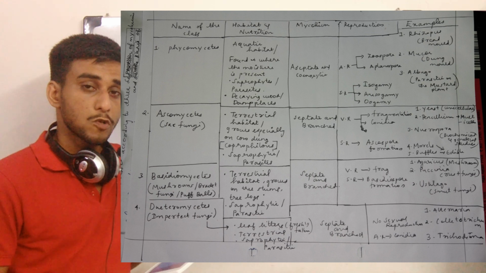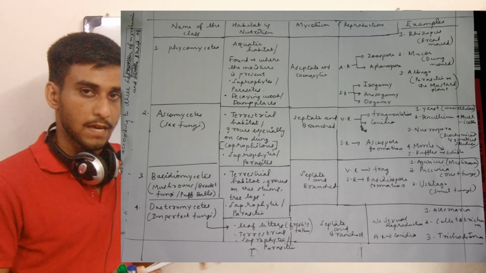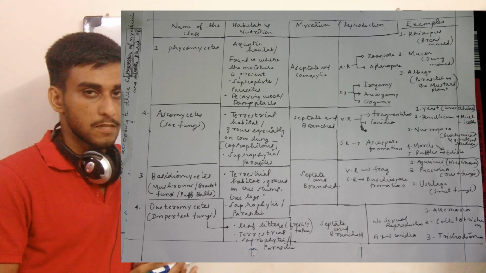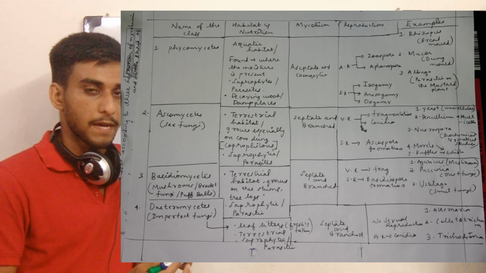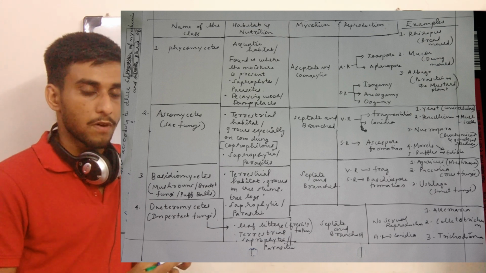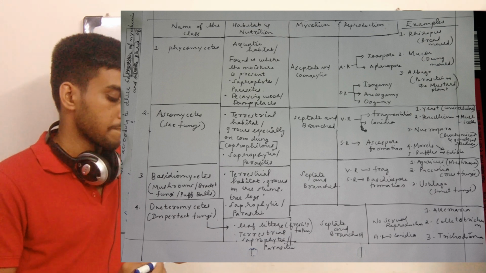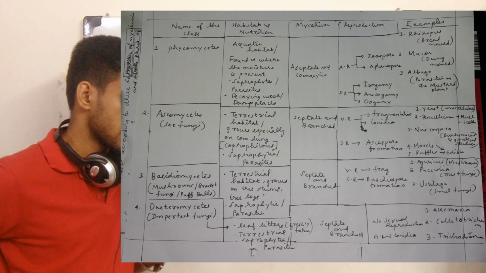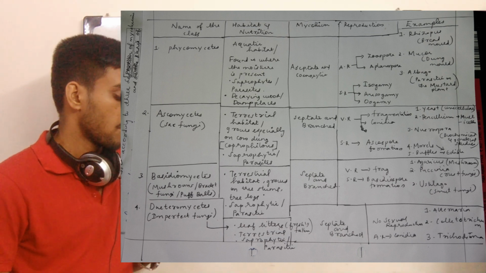And they can also be seen as parasites; they also obtain nutrition by the parasitic method. So what is their habitat? They are seen in aquatic habitat, found in moist areas and damp places. They have saprophytic and parasitic nutrition. They are seen in decaying wood and damp places. This is the habitat and the nutrition of Phycomycetes.